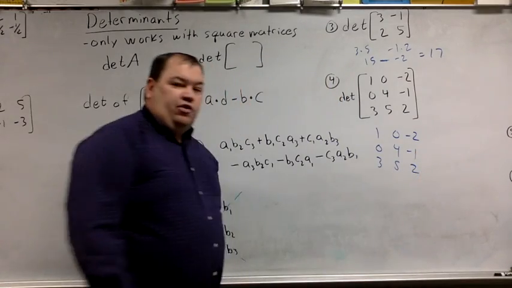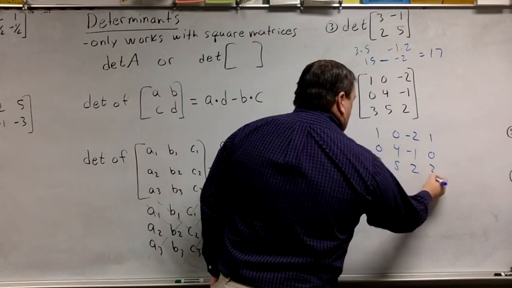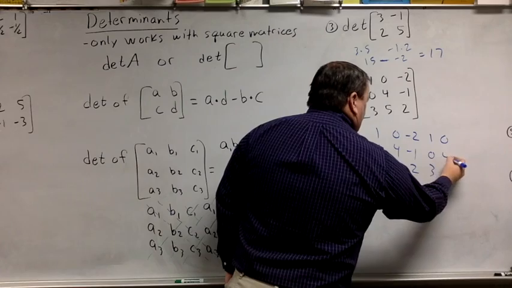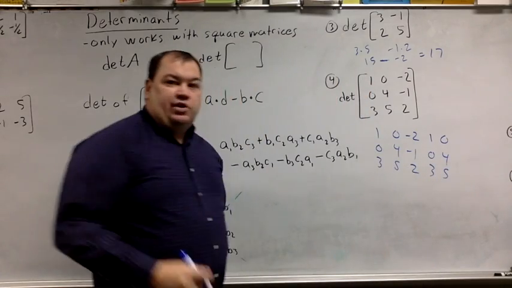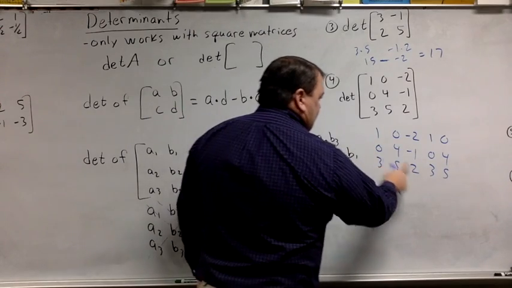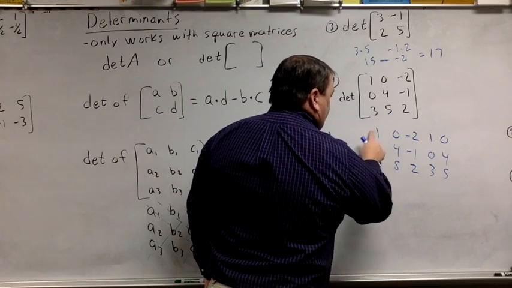And I'm going to take the first two columns and rewrite them. So I rewrote the 1, 0, 3, and I'm going to rewrite the 0, 4, and 5. So now that I have those rewritten, I need to look at forward angles. So I'm going to multiply these three things right here, 1, 4, and 2.